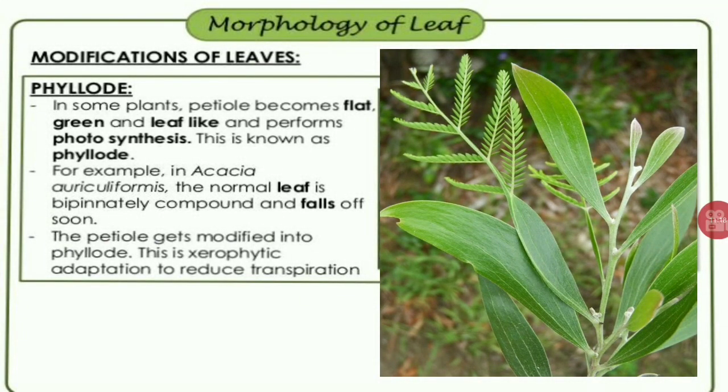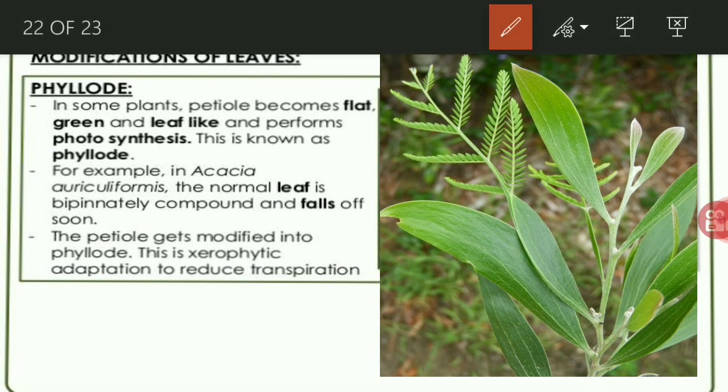In plants like Acacia, a unique type of modification is seen. In the young condition, the leaves are bipinnately compound, which later fall off. So, the petiole gets modified into a phyllode, which performs photosynthesis. This also helps to reduce transpiration.